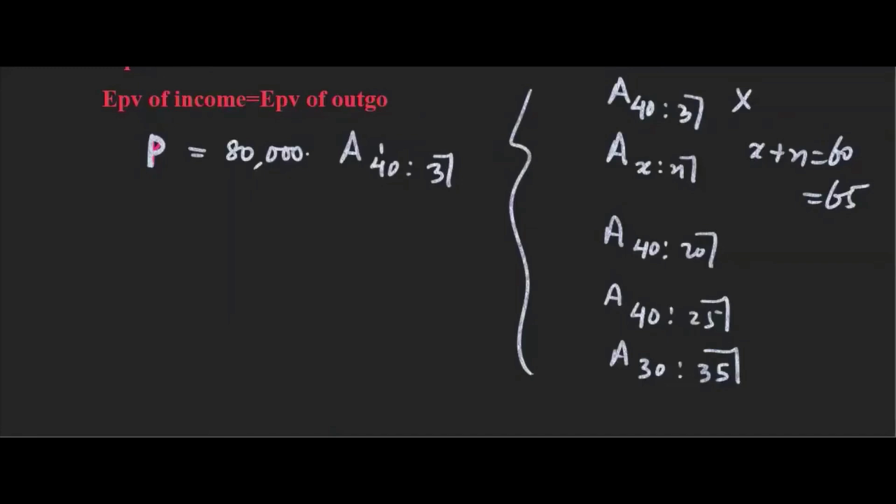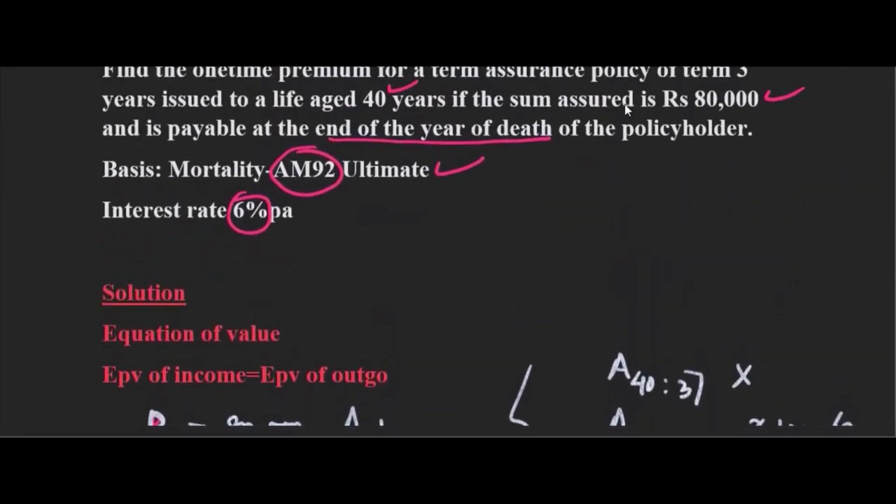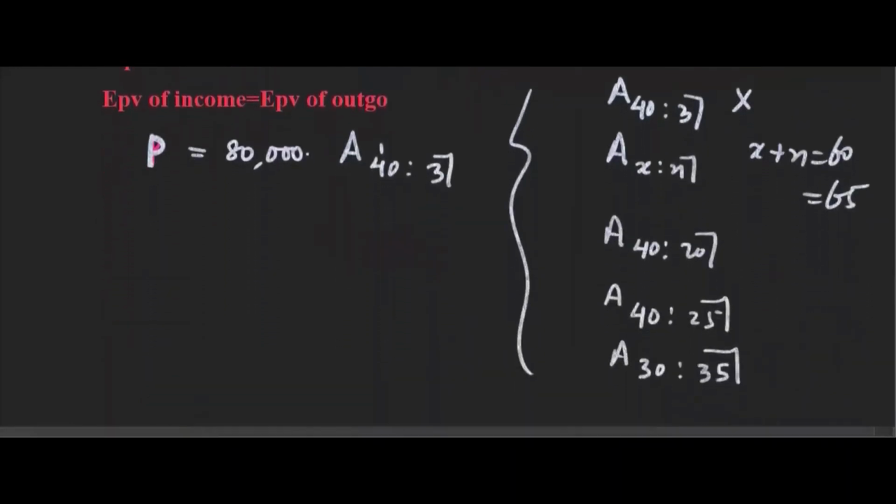We will not worry about the pure endowment term. So if this is not available, then how can you do? That is the question, okay. See the question, 6% is given. So still we can use the mortality table, because if you want to see the actuarial table, the interest rate should be either 4% or 6%, and mortality M92 or some other table, okay. We'll come across that later. Still you will be able to see the table, but here x plus n is not 60 or 65.